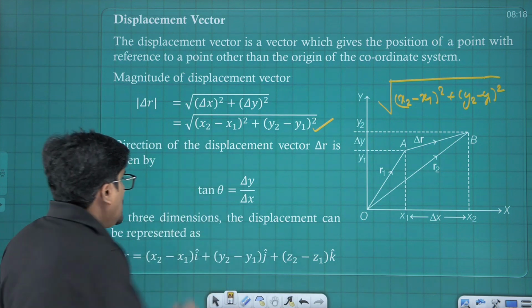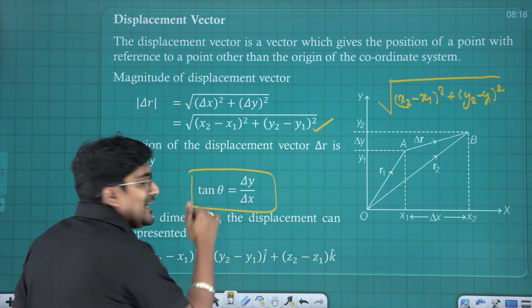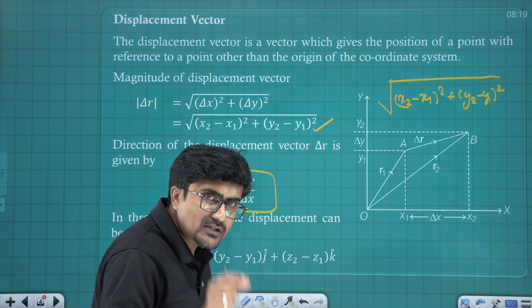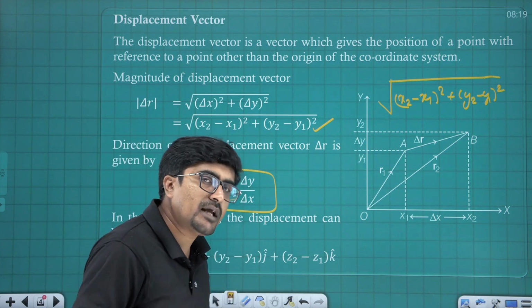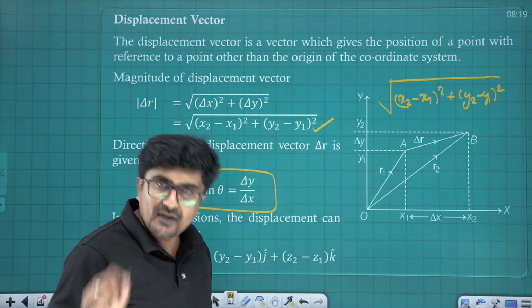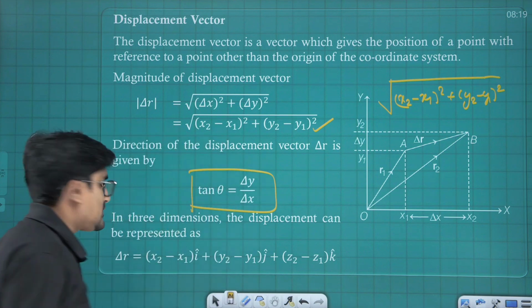Again the same, to find the direction, tan theta is going to be delta y upon delta x, or theta is going to be tan inverse of delta y upon delta x.